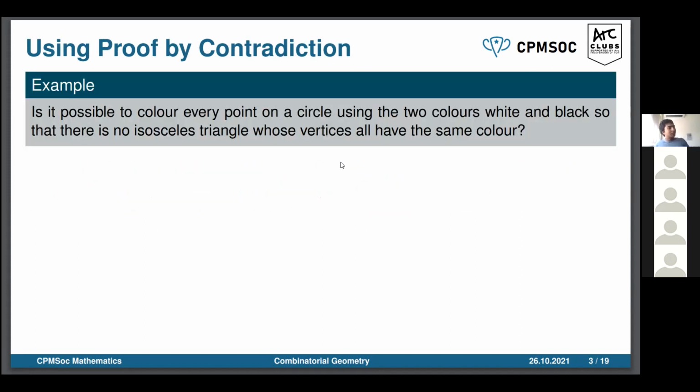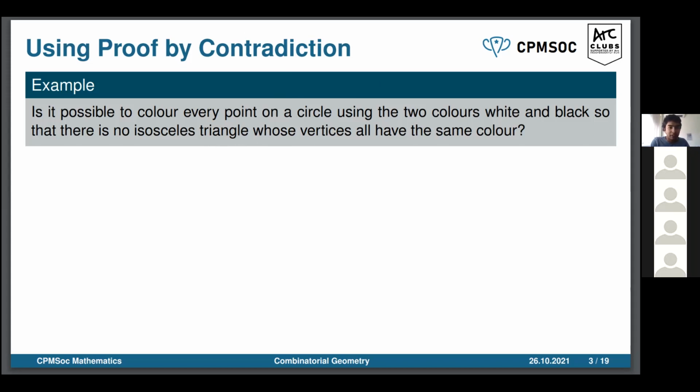Okay, so the first proof technique we're going to have a look at is proof by contradiction. This is one technique used for combinatorial geometry problems, and the example we have over here is asking, is it possible to do this certain task? You have to try to color every point on the circle using two colors, white and black, so that there is no isosceles triangle whose vertices all have the same color.